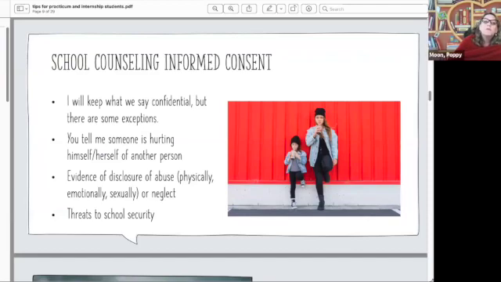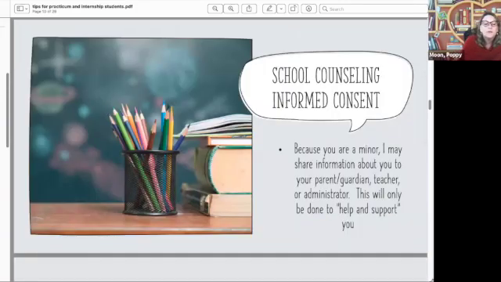All right. So when I'm talking with the kid now, I'm in school, I've got a kid that has an issue and they're with me, I'll let them know. I say, okay, everything that we talk about is confidential, but sometimes there are some exceptions. So if you tell me that someone is hurting themselves or another person, if you tell me that there is some type of abuse or neglect, or if you say to me that you know any information about a threat to school security, or if you're threatening something like that, those are times that I need to go and help. Now, because you are a minor, I might have to share some of your information with a parent or guardian, a teacher, or an administrator, but I will only do this to help and support you, okay?